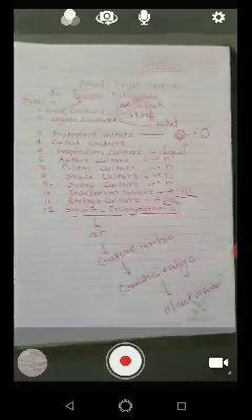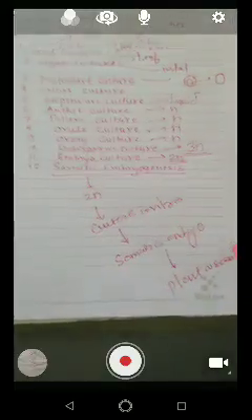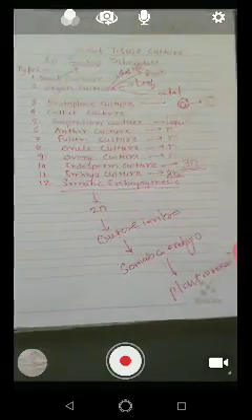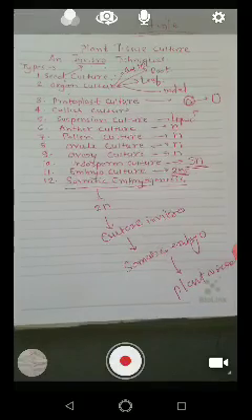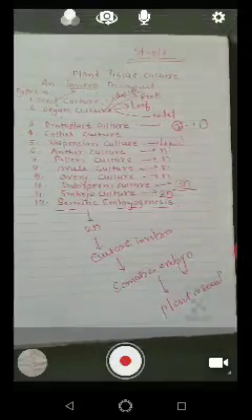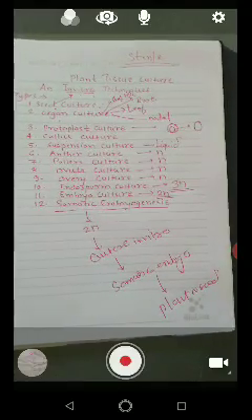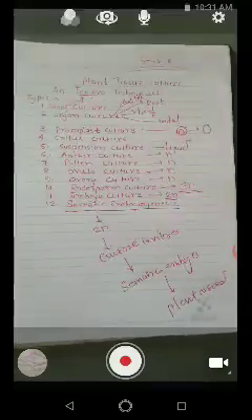Then there is a callus culture. Callus is nothing but the unorganized mass of cells. This unorganized mass of cells is formed under in vitro condition, and it is known as a callus. If we are culturing this callus, it is known as a callus culture. Callus culture has many more applications.